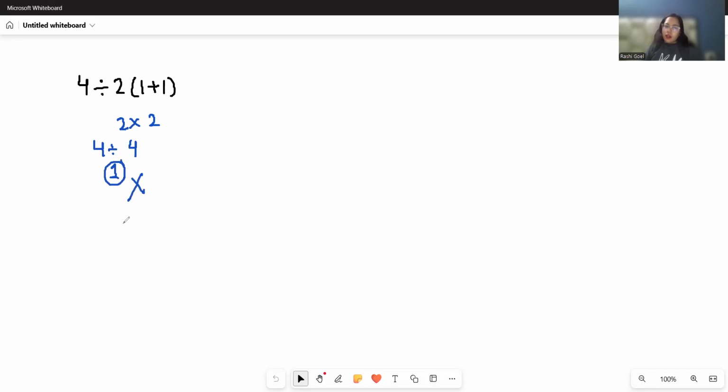Yes, this is incorrect. When you have division, then bracket, then addition, that means multiple operations. You have to follow the order of operations, which is also called the PEMDAS rule.